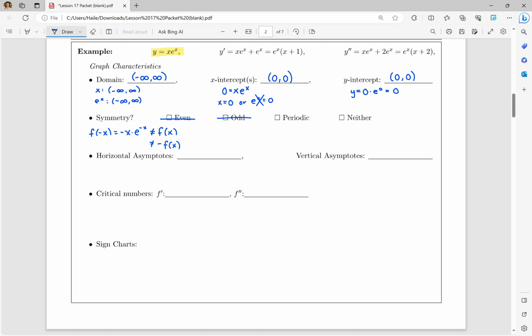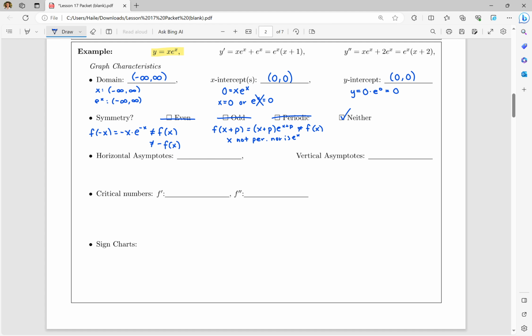Maybe it's periodic. Let's check. So for that, we would want to plug in f of x plus p, and that's equal to x plus p times e to the x plus p. Well, if I add something to the front, see, here's the problem, x is not periodic, nor is e to the x. So this is not going to be equal to f of x. Okay, so it's not periodic, so it must have no symmetry.